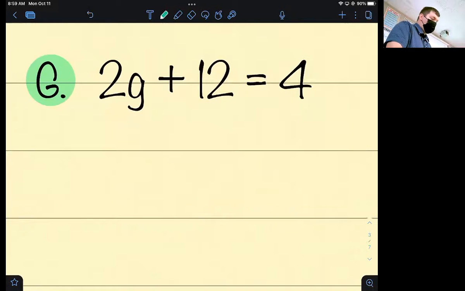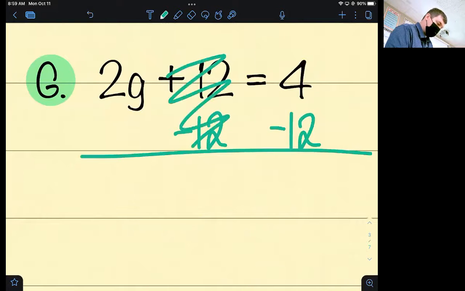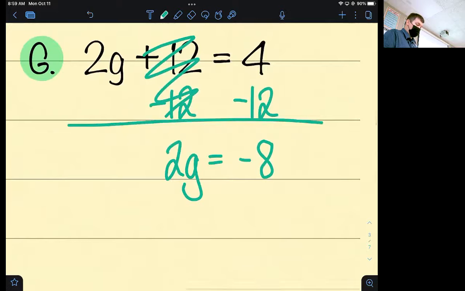Aiden, how do you remove a positive 12? Good. That's going to cancel out to give me 2G on the left side. On the right side, Aiden, what's 4 and -12 give you? Nice job. We're going to go to war. Negatives win by 8. Parker Bates, what's the next step I should do?